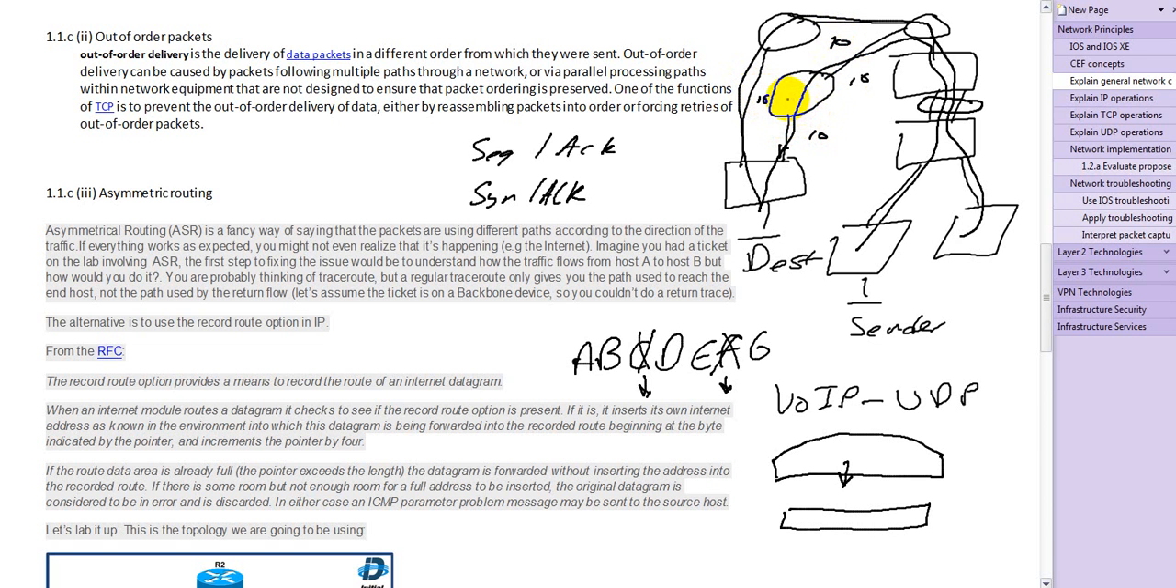So what ends up happening is the routing process is automatically going to load balance across all redundant paths. So you're going to receive packets in on this interface, and at this point you've got traffic coming in, and you need to figure out a way to get the out of order packets back into order. So one of the functions of TCP is to prevent out of order delivery, either by reassembling the packets in order or forcing retries of out of order packets.